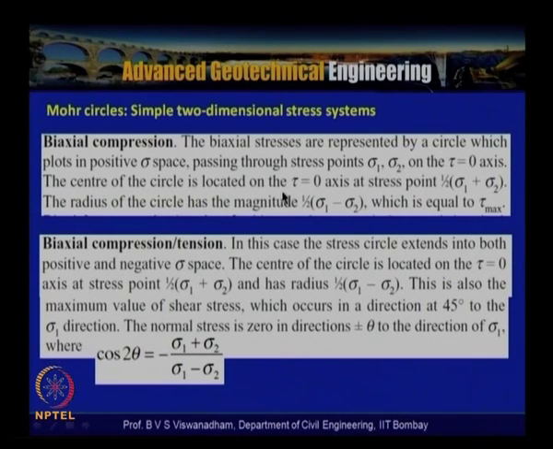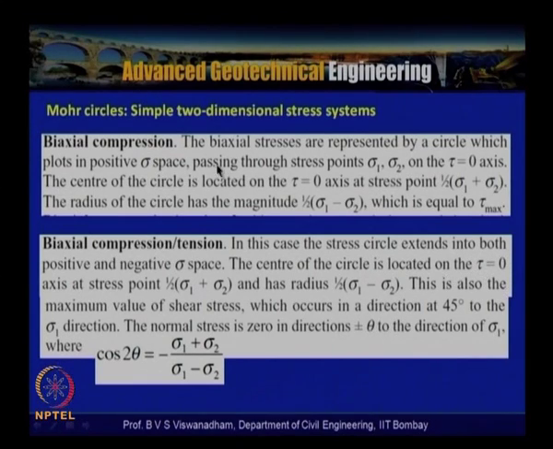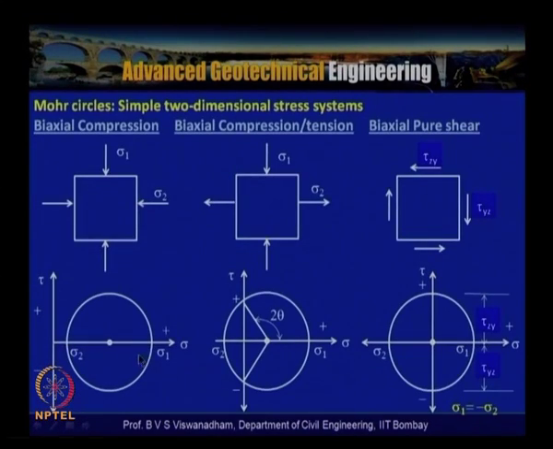The center of the circle is located on the tau 0 axis at the stress point sigma 1 plus sigma 2 by 2, and the radius of the circle has a magnitude of sigma 1 minus sigma 2 by 2, and the maximum shear stress also is sigma 1 minus sigma 2 by 2. So for biaxial compression the Mohr circle will be on the tau sigma space, on the positive sigma space.